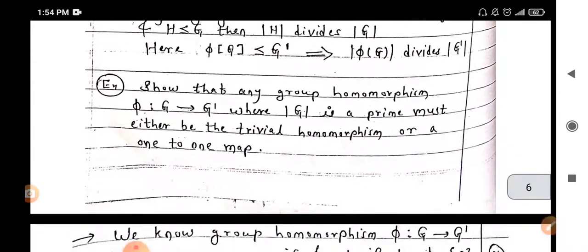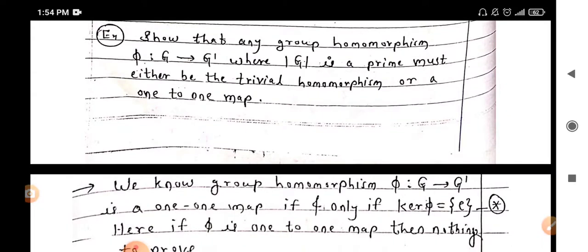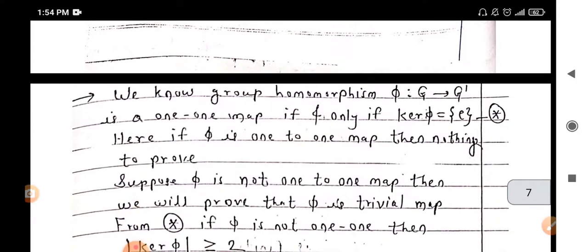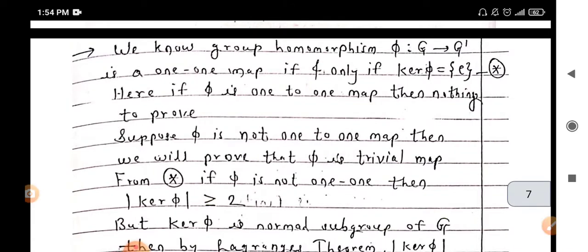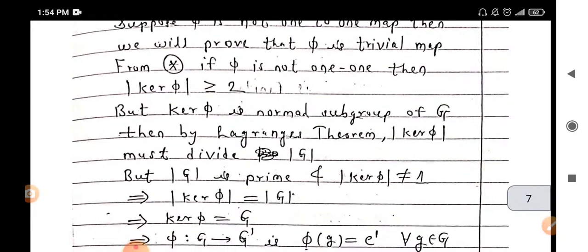Show that any group homomorphism phi from G to G dash, where order of G is prime, must either be a trivial homomorphism or a one-to-one map. We know that a group homomorphism phi is a 1-1 map if and only if the kernel is identity. Here, if phi is a 1-1 mapping, then there is nothing to be proved. If phi is not a 1-1 mapping, then we will prove that phi is a trivial mapping.